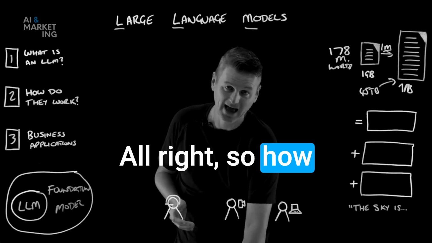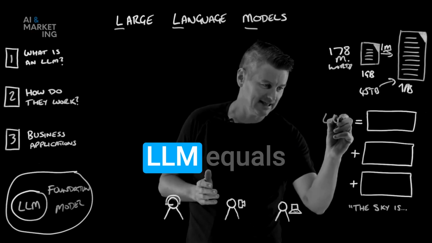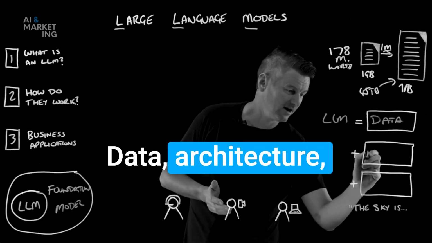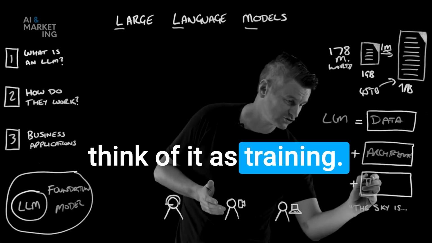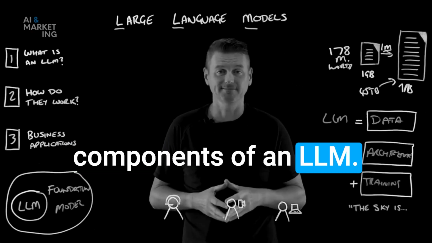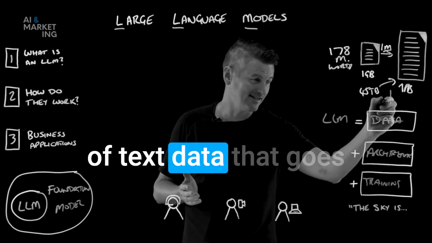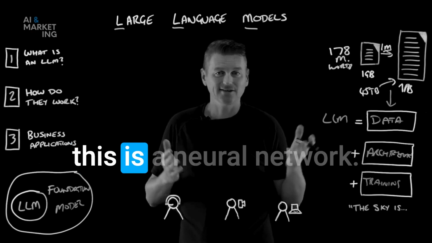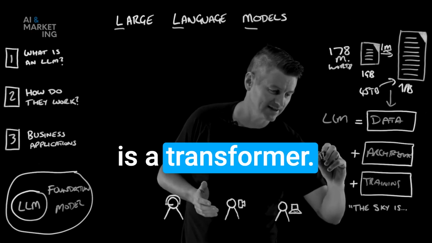All right, so how do they work? We can think of it like this. LLM equals 3 things: data, architecture, and lastly, training. Those 3 things are really the components of an LLM. Now, we've already discussed the enormous amounts of text data that goes into these things. As for the architecture, this is a neural network, and for GPT, that is a transformer.